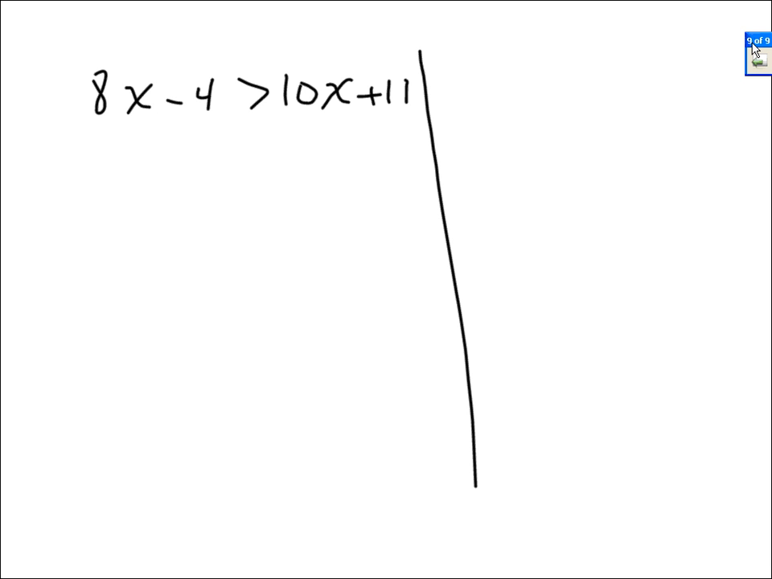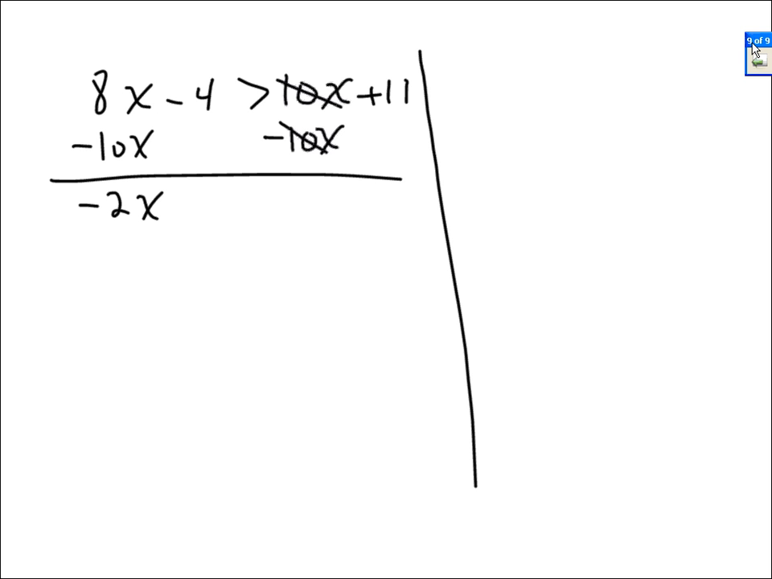Let's try this one. 8x minus 4 is bigger than 10x. I guess we'll do this problem 2 times. If I bring all the x's to the left side, I'm going to have a negative number of them. 8x minus 10x is negative 2x. And I'll bring the 4 to the other side. The other side is 15. So negative 2x is greater than 15.